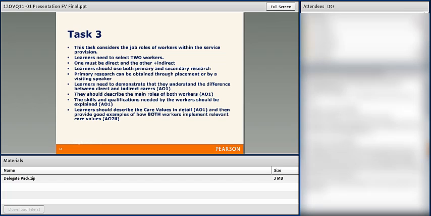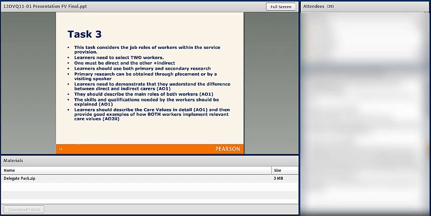The learners should describe the care values in detail, and then they should provide good examples of how both workers implement relevant care values, and this provides evidence for AO2 too. And this is perhaps the area where most learners do struggle. In order to get into the higher mark bands, they have to describe the care values in detail. It's not just enough to list what the care values are. They have to show that they understand them and what that actually means for the service user.